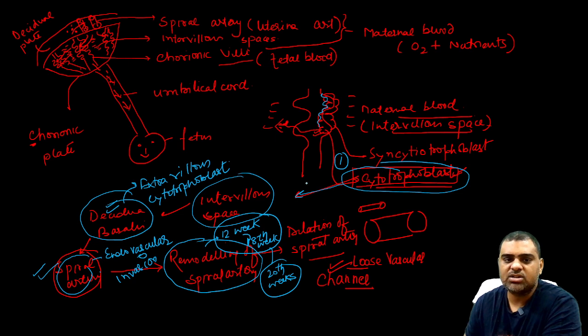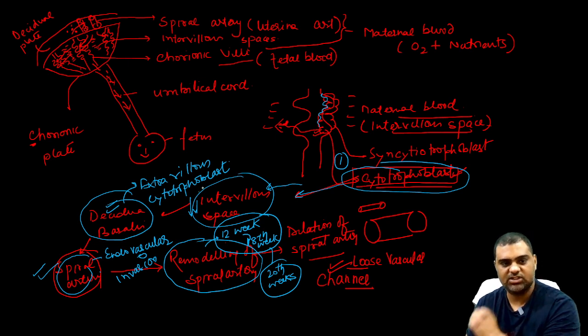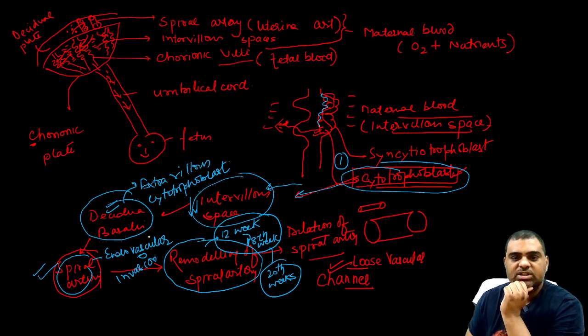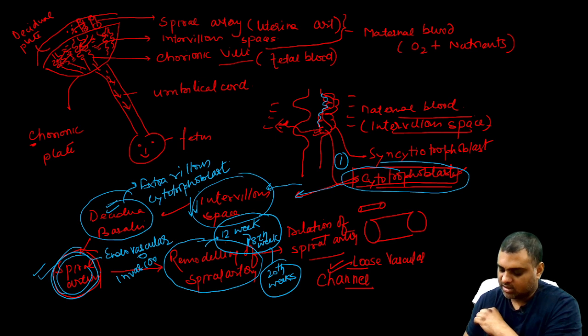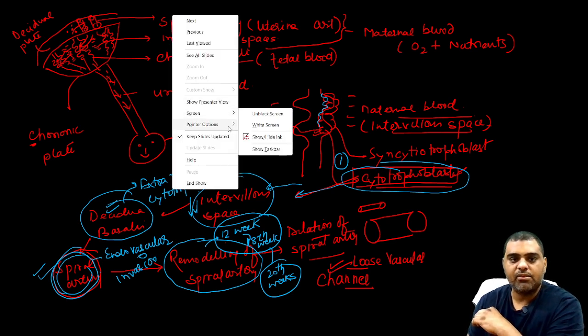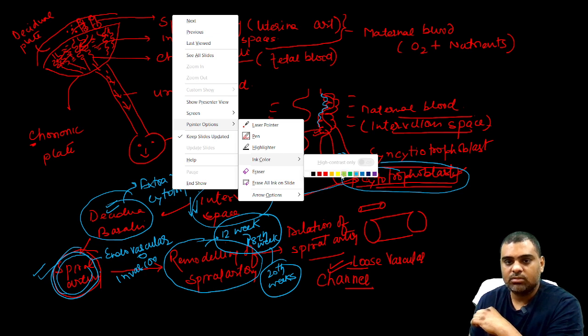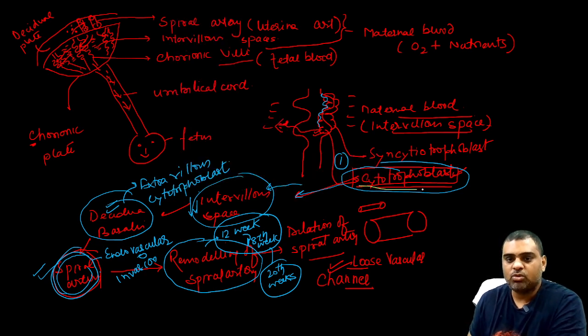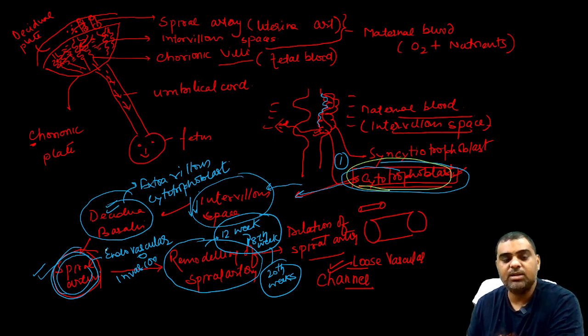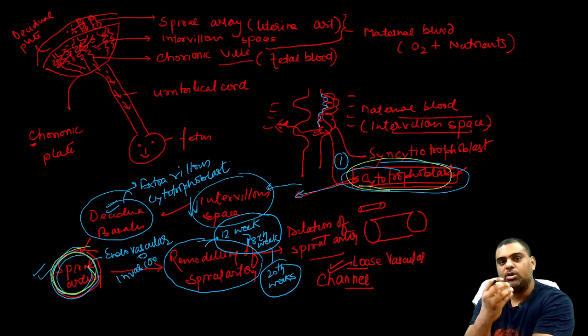If the cytotrophoblast doesn't come to the intervillous space, or if there is a decreased invasion of cytotrophoblast into the spiral arteries, then what will happen? So these cytotrophoblast, if they will be less, there will be less invasion into the spiral arteries, and the remodeling will not be proper. And when the remodeling is not proper, spiral arteries will not be able to relax or increase their diameter. So spiral arteries will not become a loose vascular channel.